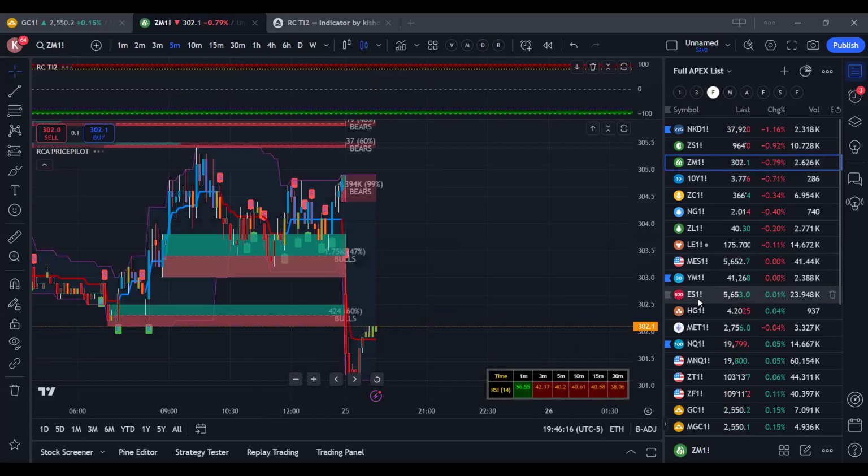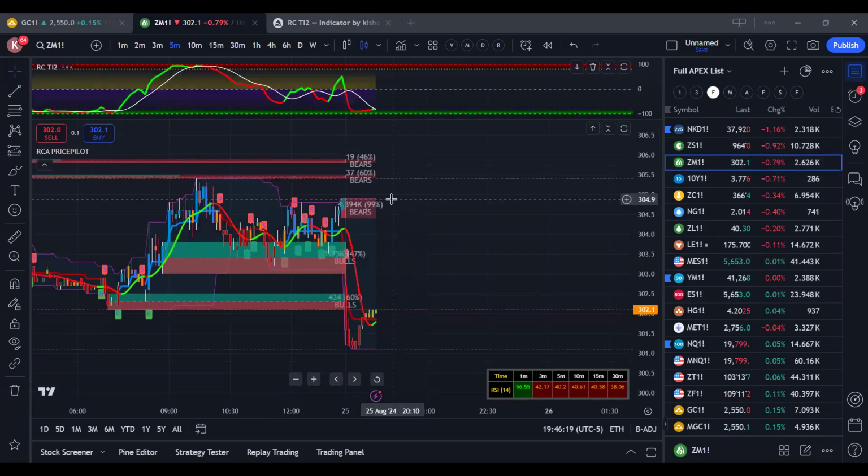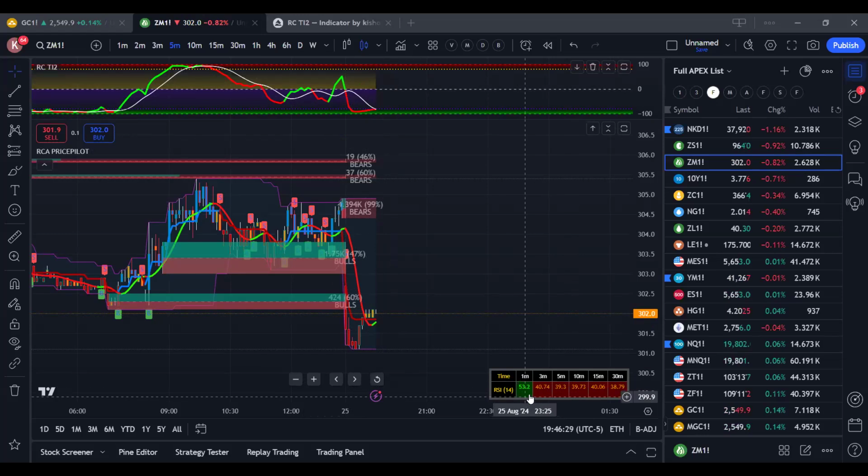For example, same thing, ZM also. As of now, everything is red, it came to the bottom. Slowly, it is trying to turn to green. This is also trying to turn to green. As of now, only 1 minute is green. If 1, 3, 5 all turn to green, this line turns to green, and this line turns to green, then we can go long. You will also get a buy B here. When all those things happen, we'll get a buy signal.